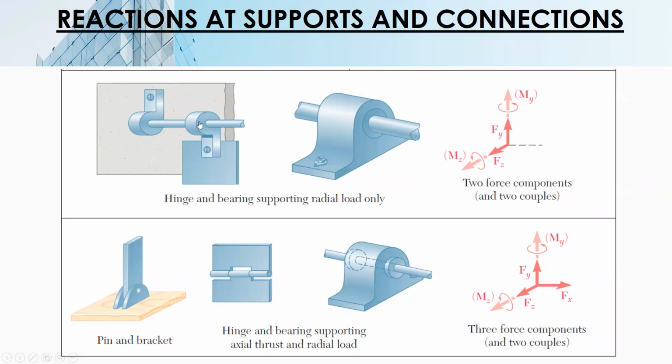Okay. For a hinge and bearing supporting radial load only, free to move along this axis X. So, free to rotate. So there is no reaction along this axis, and no moment also. Okay. For a pin and bracket, free to rotate about the x-axis. So there is no moment about the x-axis. Same also with this. Free to rotate, so no moment reaction about the x-axis.